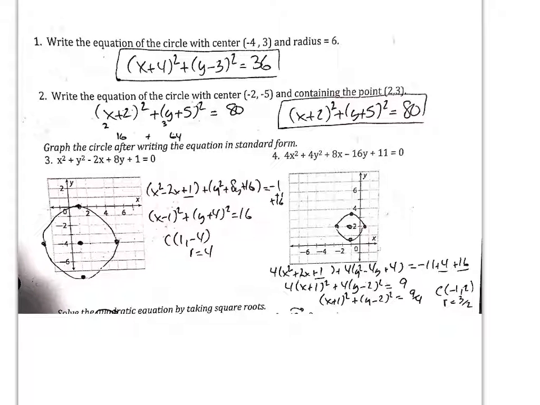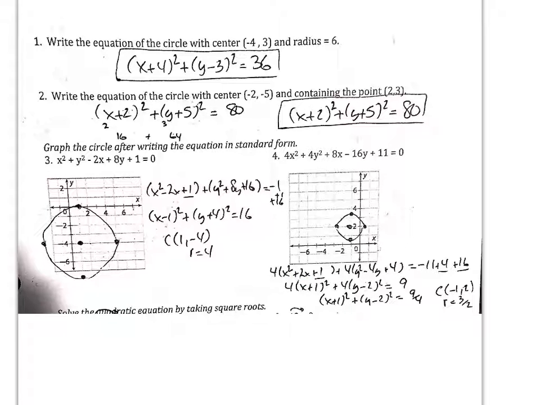Number 4, the only thing different about number 4 is you got those 4s in the front. So when you put your x's together, factor out your 4. When you put your y's together, factor out your 4. Move your 11 over. Now what that does is when you complete the square and put a +1 there, it's not really a 1. It's really 1 times 4, which is 4. So you put a 4 over here. Here, when I put the 4 there, when I complete the square, it's really 4 times 4, which is 16, so put the 16 over there. Add those numbers together, you get 9.